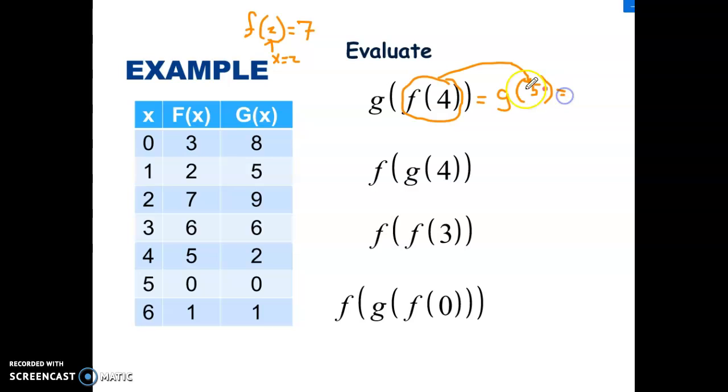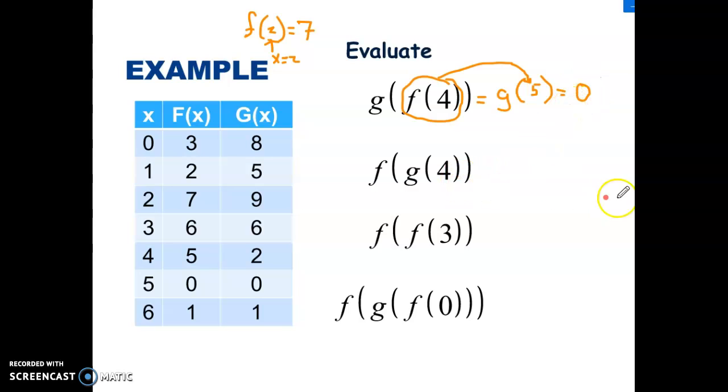Our next step is, what's the output for the g function when the input is 5? So I go over to this table, I find my x value is 5, I go to the g column, and I see my output would be 0. So the answer to this one would be 0.